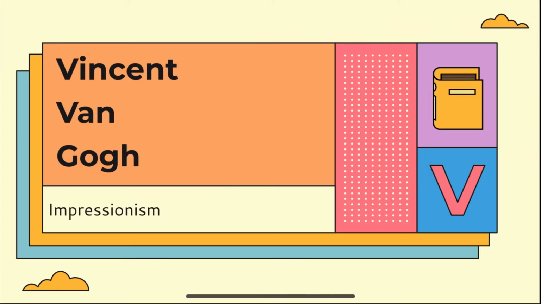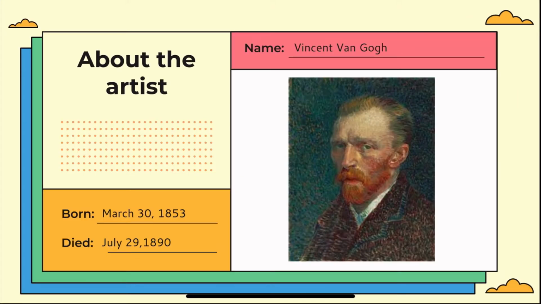Hello everyone, today we're going to be learning about Van Gogh and Impressionism. So right here, this is Van Gogh. He was born March 30th, 1853, and he died July 29th, 1890. This is Mr. Vincent van Gogh, or Van Gogh.